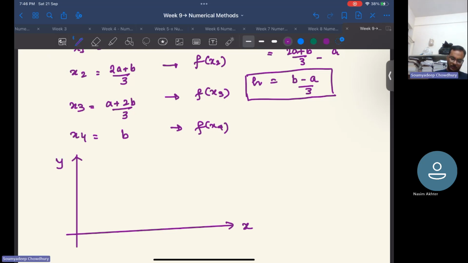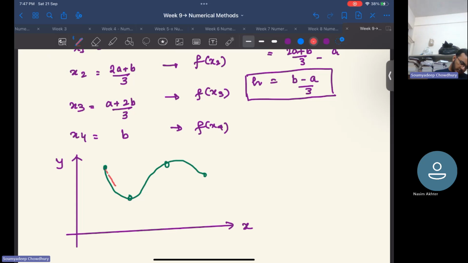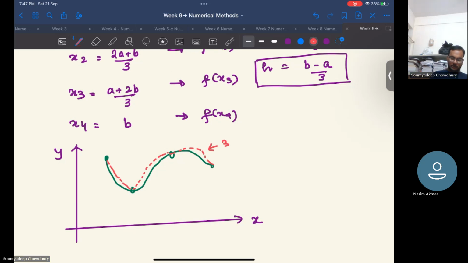Right. So suppose you have some function, your second point, your third point. Now you approximate it by a cubic polynomial. In these individual subintervals, you have to look for the cubic polynomial. The drawing is not correct, but this will look like a third degree polynomial.